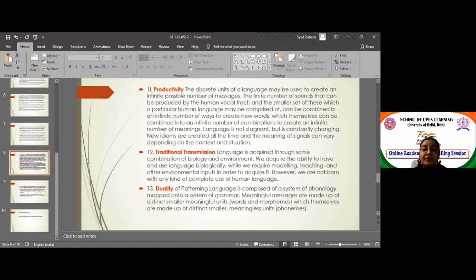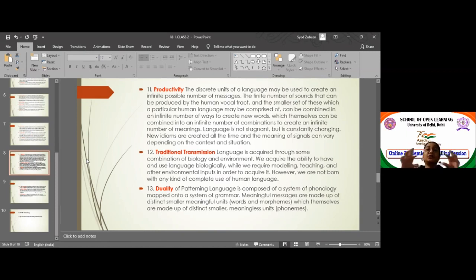Meaningful messages are made up of distinct smaller units, words and morphemes, which themselves are made up of distinct smaller meaningless units. For example, don't get confused by this again. If there is a word, we can break it down into smaller parts, like uneducated. In uneducated, we have un, that is a prefix, we have ed, that is a suffix, and we have educate in the middle. So uneducated is a word.